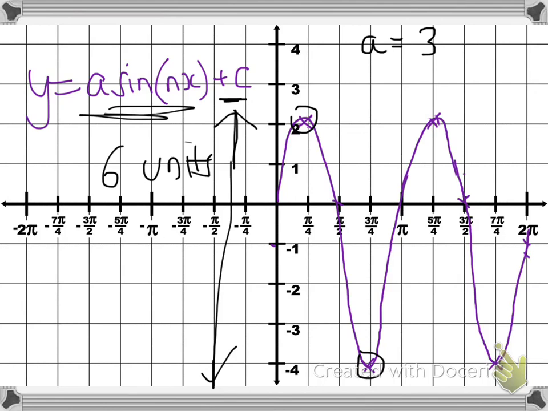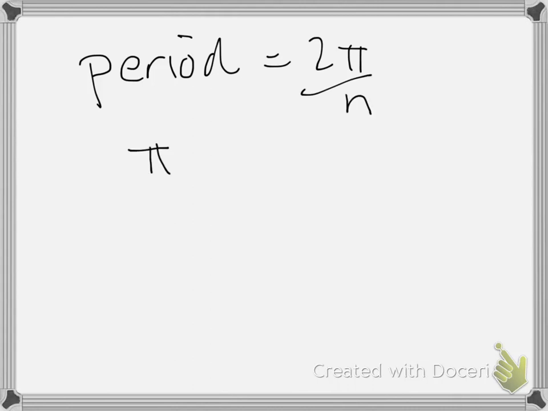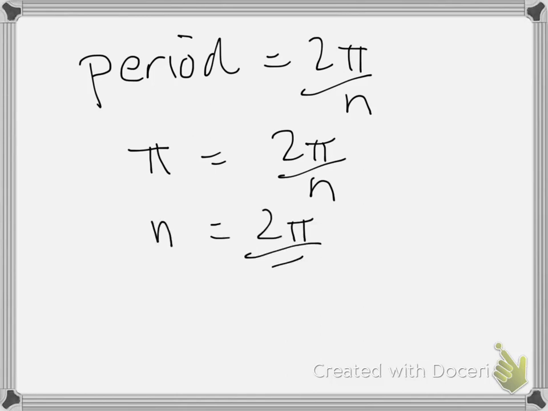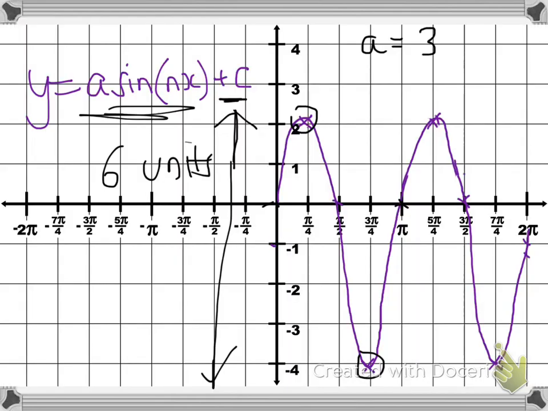Let's also look at our value for n. We'll go on the next slide to do that. Our period, by the way, here goes from 0 up to pi. So one full wave goes from 0 to pi. So the period equals pi. Period equals 2 pi on n. The period, as we just saw, is pi equals 2 pi on n. Swap places, n equals 2 pi on pi, n equals 2. So our value for n is 2.